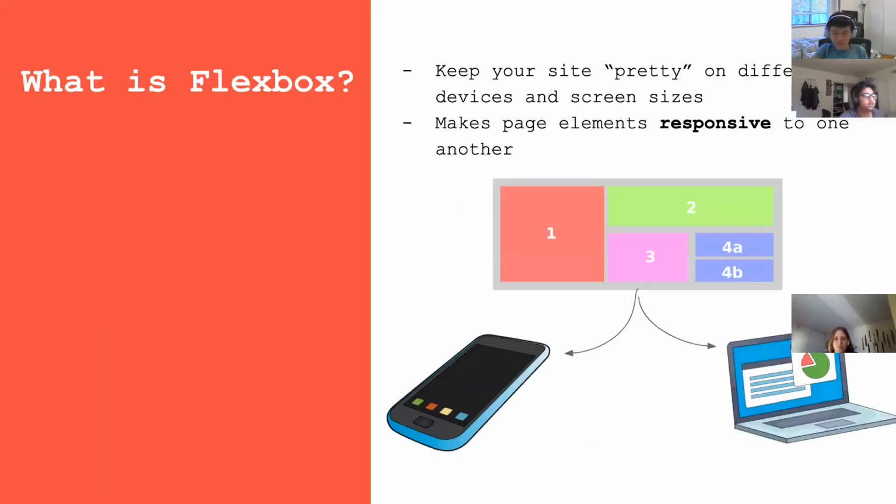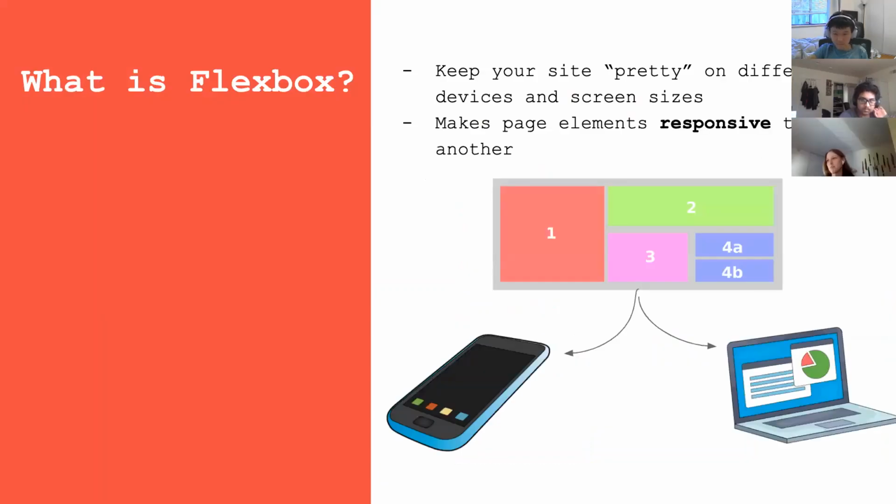All right, so let's start by defining what Flexbox is in the first place. So Flexbox is a functionality that is built into CSS, and it essentially allows you to make your page responsive to different screen sizes and different devices. In other words, it makes elements responsive to one another. So for example, if you use Flexbox, you can make sure that your site looks pretty on both an iPhone and a laptop.